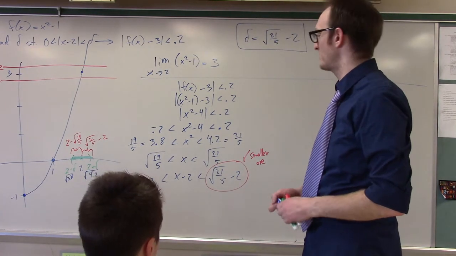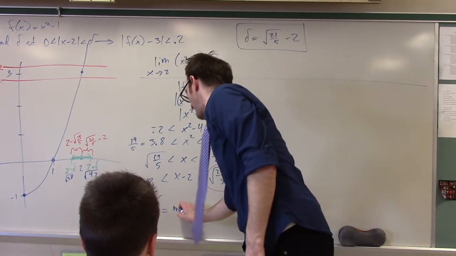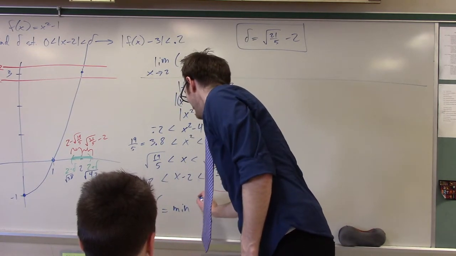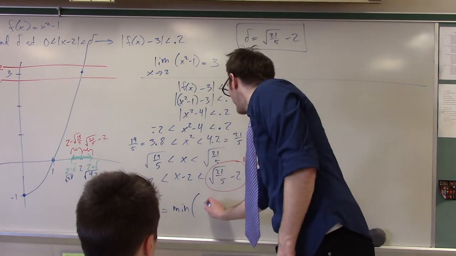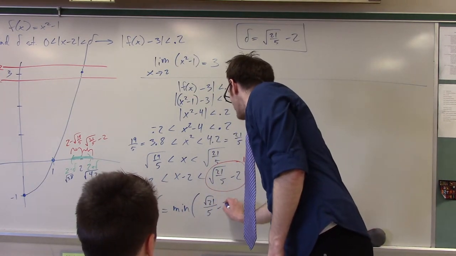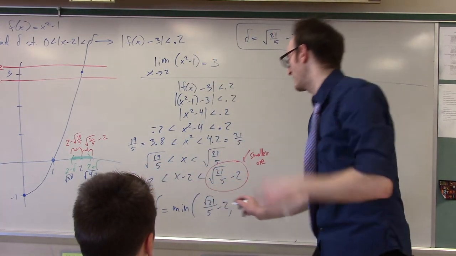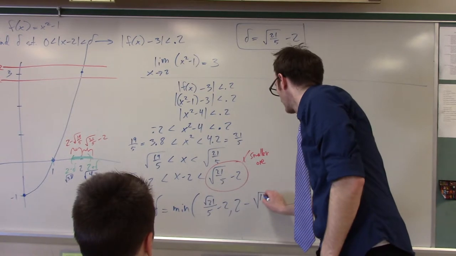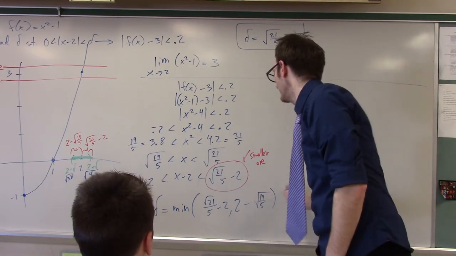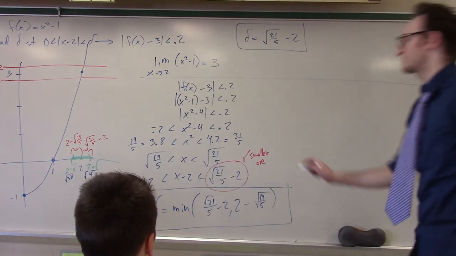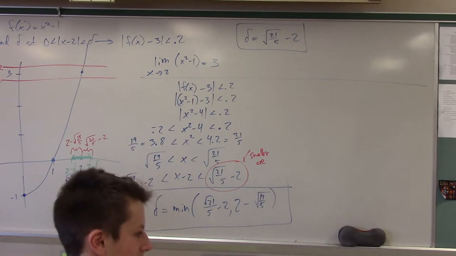You could also be kind of cool, and you could just say, suppose you were too lazy, or perhaps you just didn't know which one was smaller. You could say, well, let delta be whichever one is smaller. So just let it be the minimum of root 21 fifths minus 2 and that other number, although I have to flip the sign to make it positive, because delta is supposed to be a positive number. So this is one possibility, is just to define delta to be whichever one is smaller of those two numbers.